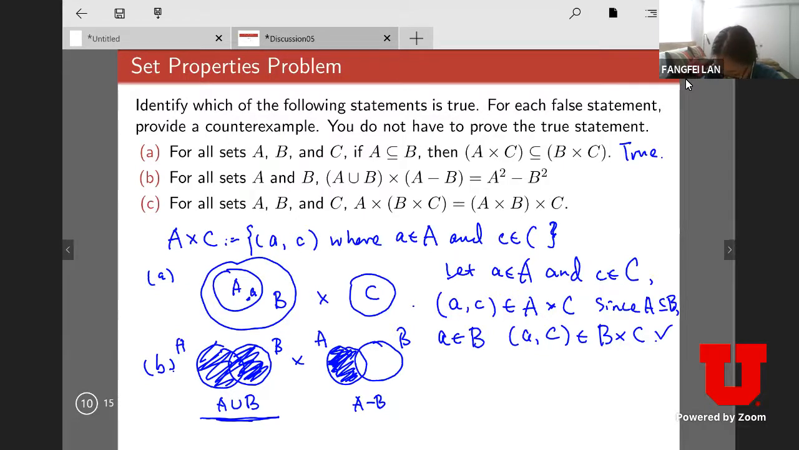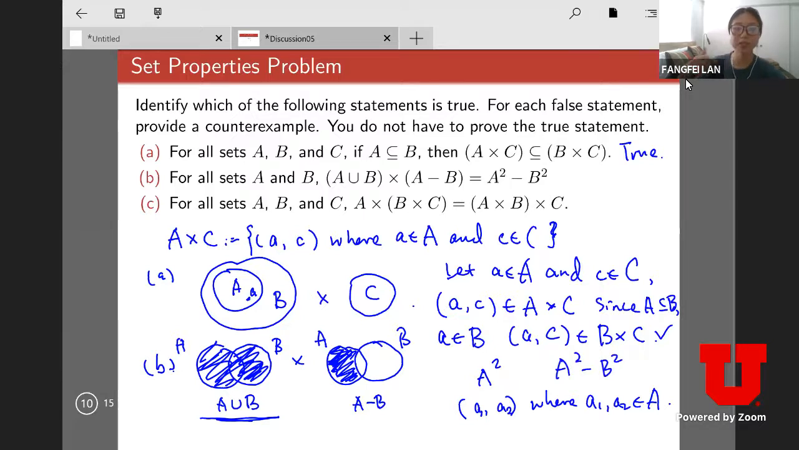So then what about A squared? What does A squared look like? A squared is going to be something like (a1, a2), where a1, a2 are both in A. So intuitively, the set A squared minus B squared. If we have an element in the set A squared minus B squared, the element has to be in A squared, right? The element has to at least look like this. And it's not in B squared. It has to look like this.